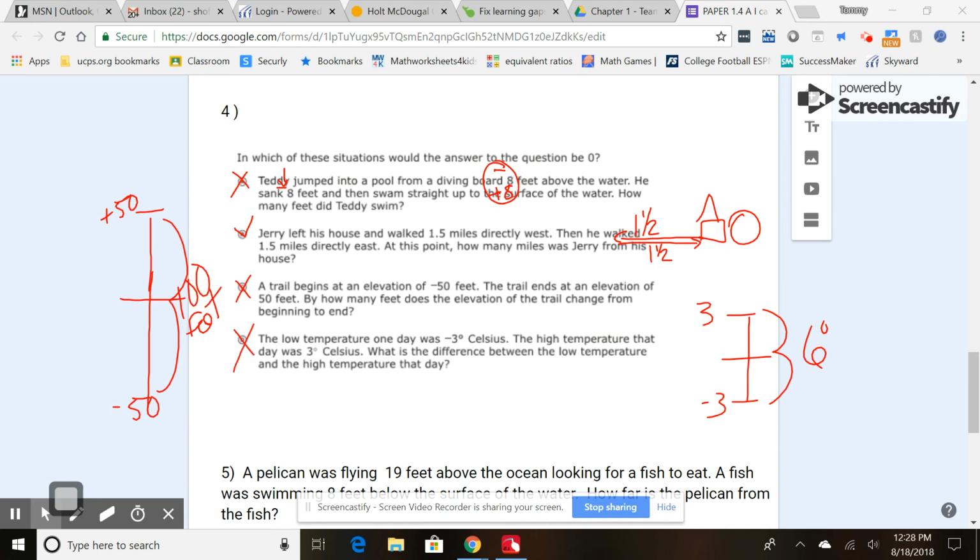And I know that we talked about distance can never be negative, but it doesn't say distance. It says how many miles from Jerry's house, and he is 0 miles from his house.